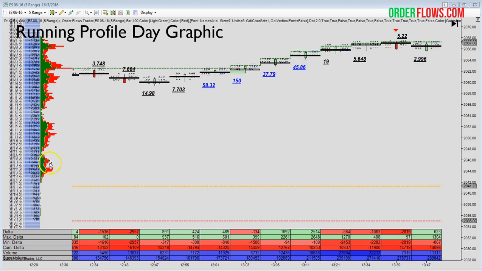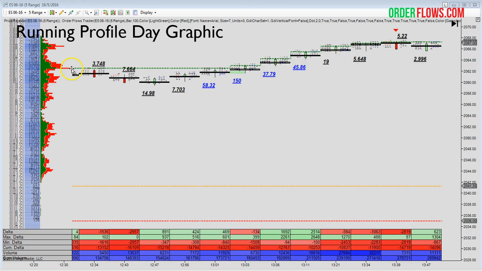You see the value area here. This one's bigger, this one's bigger, this one's bigger. You're putting in subsequent value areas higher. This is a running profile day up. If it was going down, you'd have to flip that upside down.